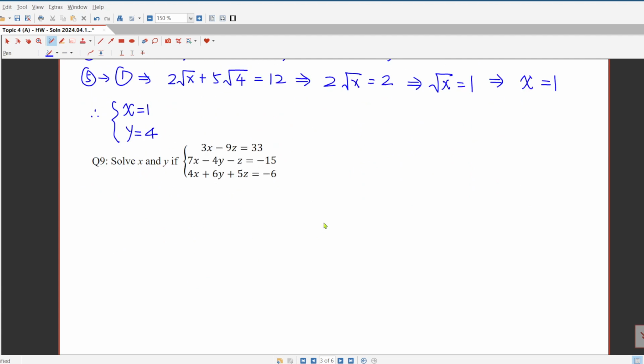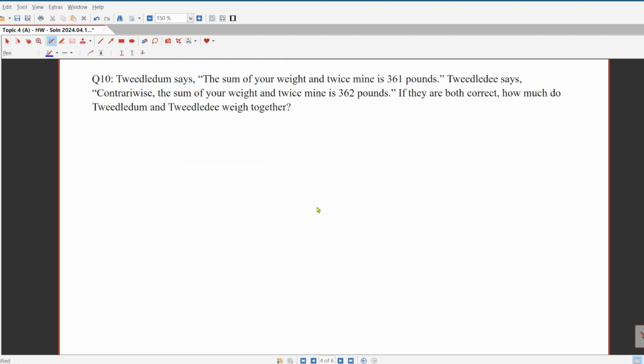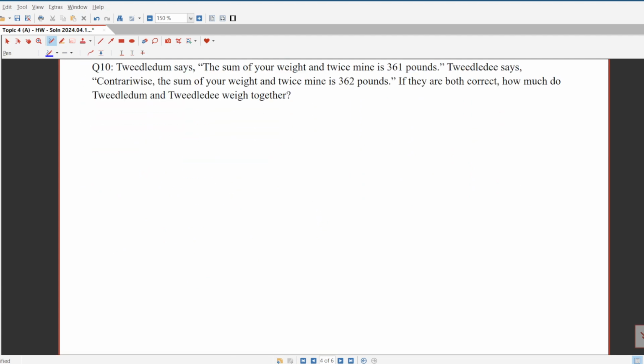So let's have a look at number 10 first, which is a word problem. For a word problem, you need to model that problem using mathematical language first.